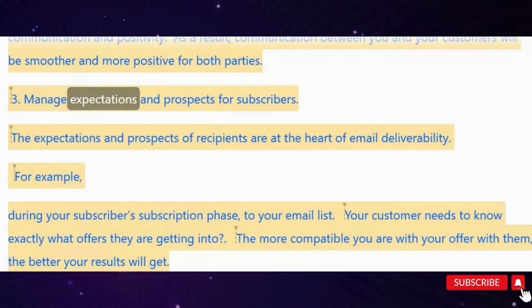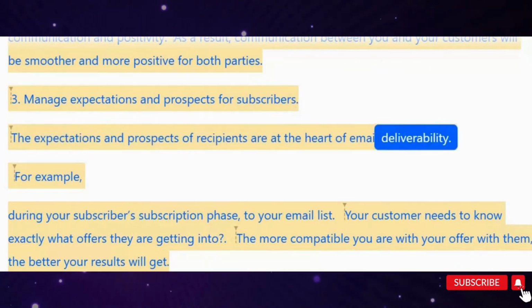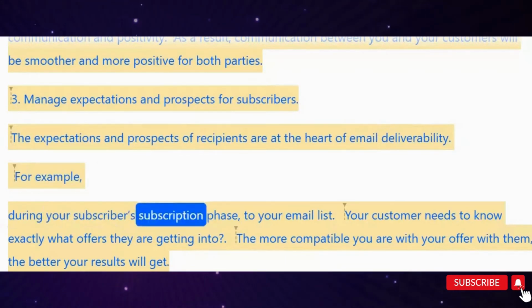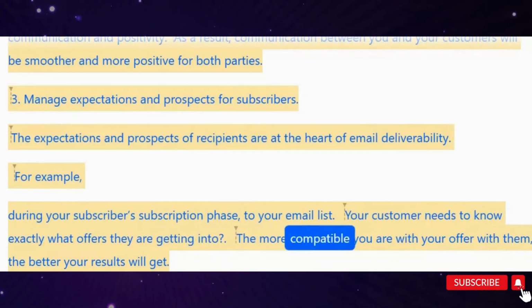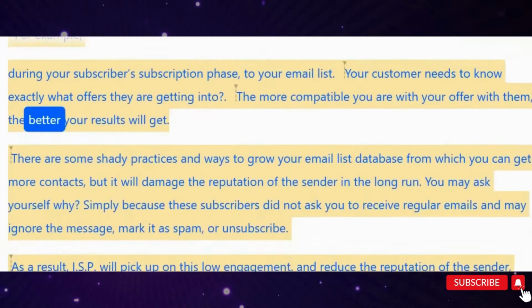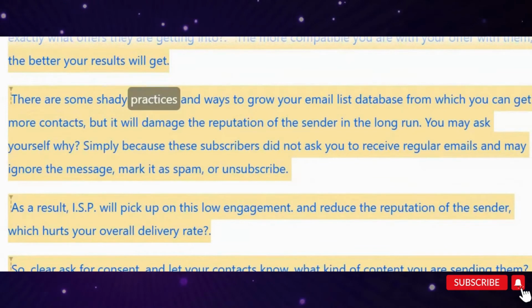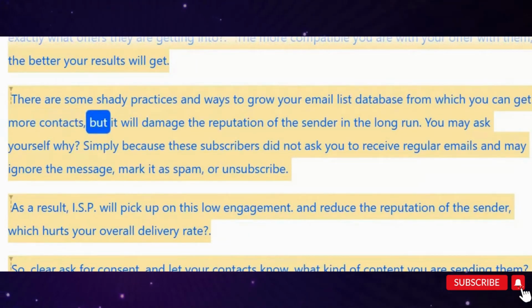3. Manage expectations and prospects for subscribers. The expectations and prospects of recipients are at the heart of email deliverability. For example, during your subscriber's subscription phase to your email list, your customer needs to know exactly what offers they are getting into. The more compatible your offer is with them, the better your results will get. There are some shady practices and ways to grow your email list database from which you can get more contacts, but it will damage the reputation of the sender in the long run.